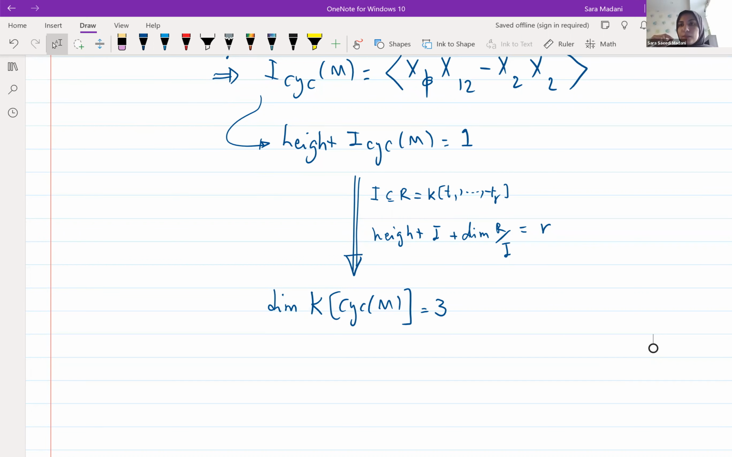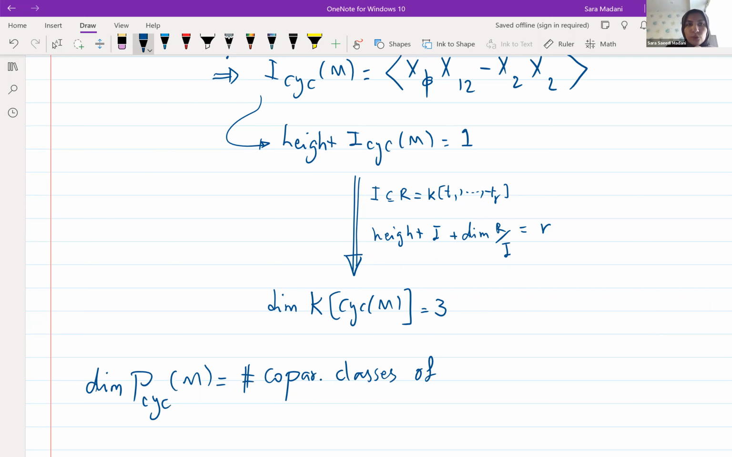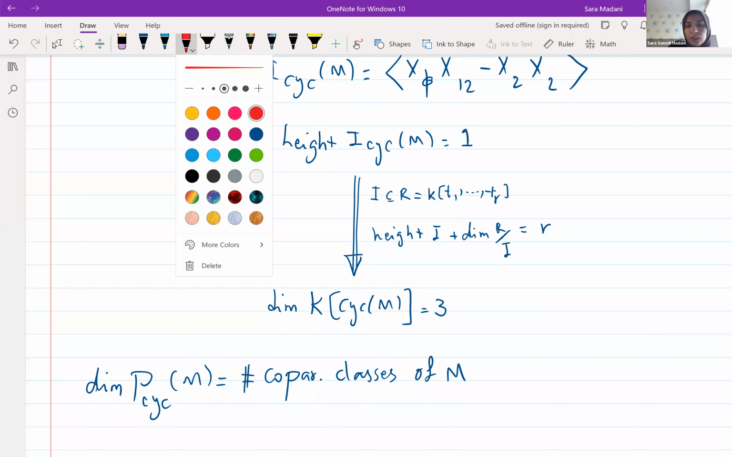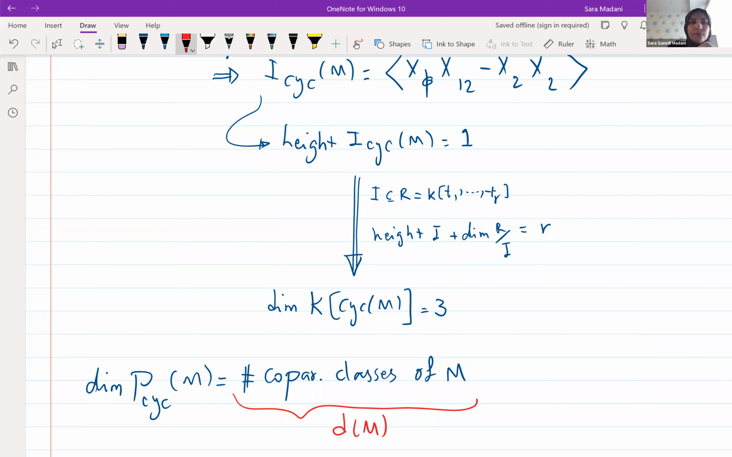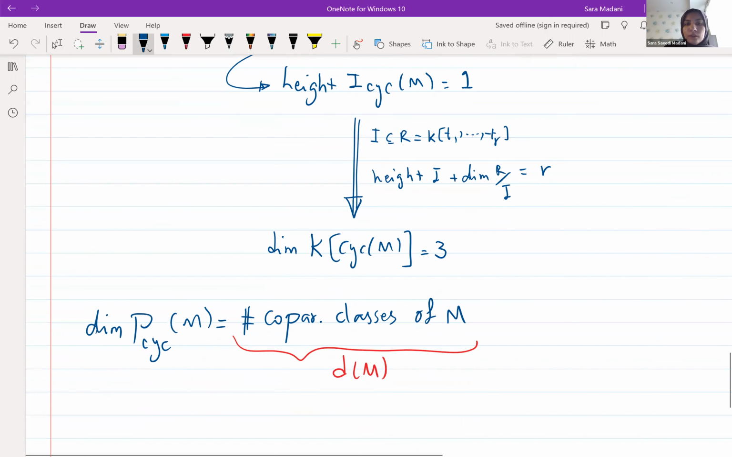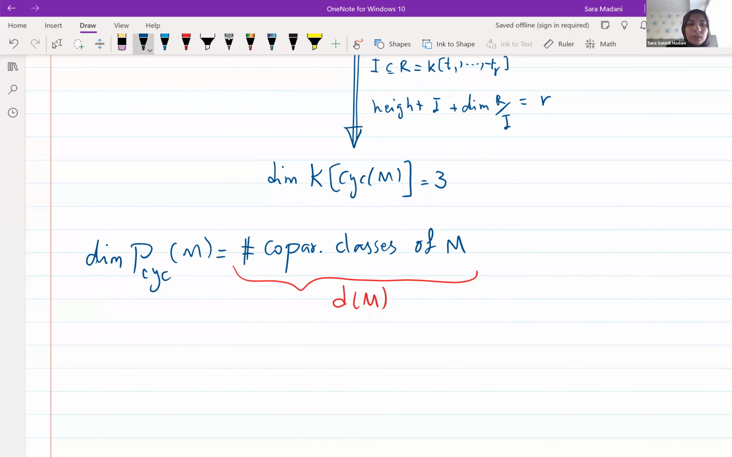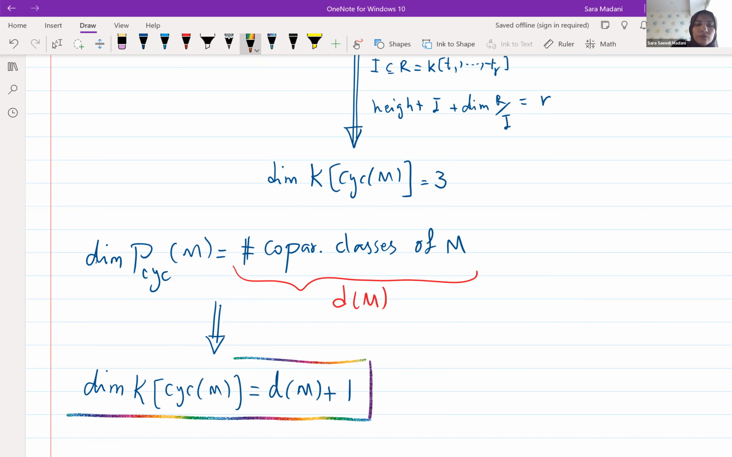But if we look at our case, we know something about the dimension of the polytope. Last session we saw a formula that the dimension of our cycle polytope was the number of co-parallel classes of M. I don't want to repeat this expression always, so I just denote it by D(M) from now on. So from what I claimed, that is proved, the dimension of the cycle algebra would be D(M) plus one.